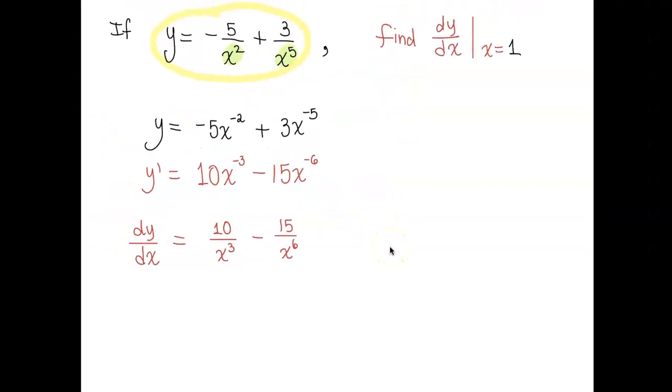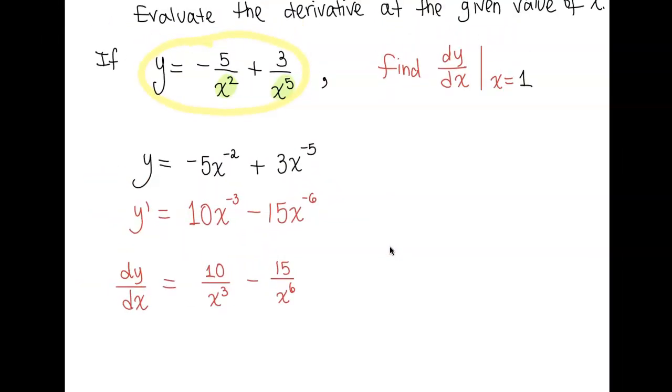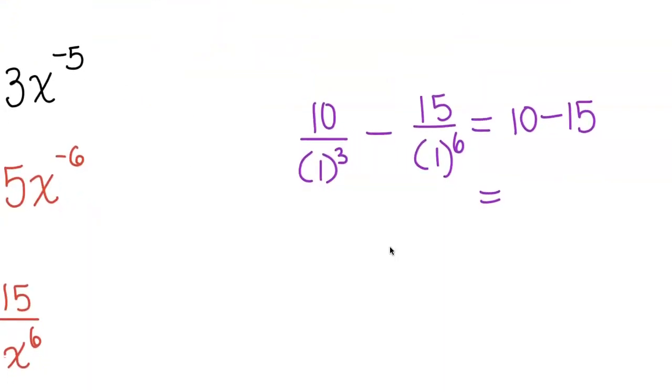Now, what did they want us to do? They wanted us to plug in x equals 1 into this dy/dx. So what's the final answer going to be? Let me do the work right here: 10 over 1 to the 3rd power minus 15 over 1 to the 6th power. Dividing by 1 doesn't really change anything, so we're just going to do 10 minus 15, and the final answer comes out to be negative 5.